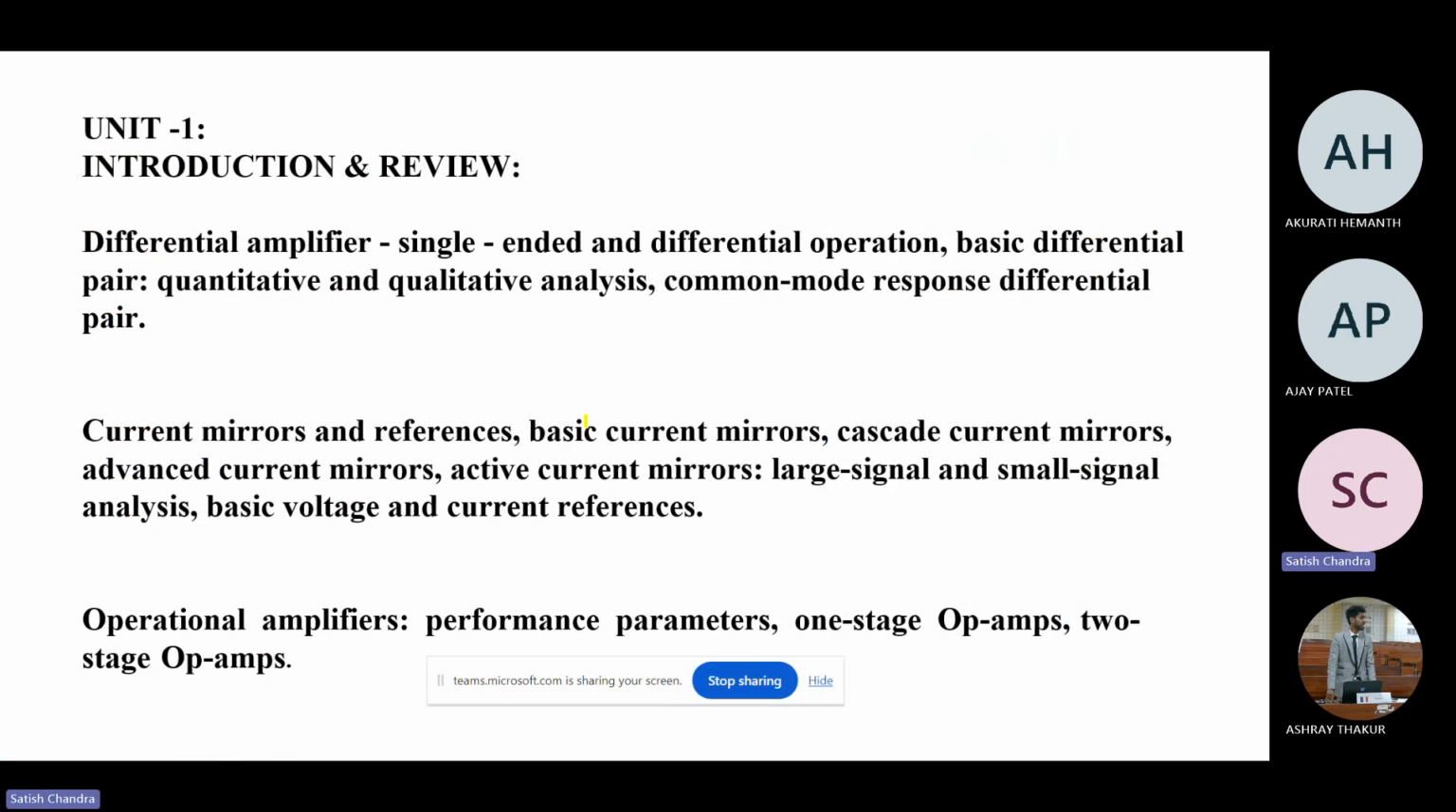I think this is visible to all. This is full screen. Is it visible? Yes, sir, it is visible. Okay, fine.